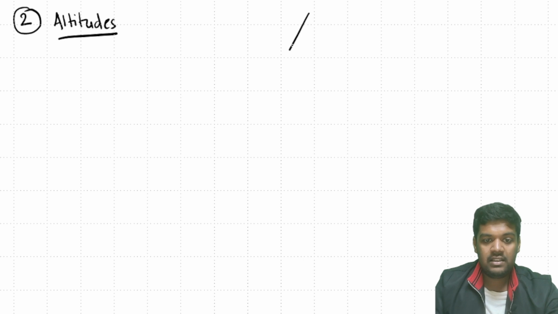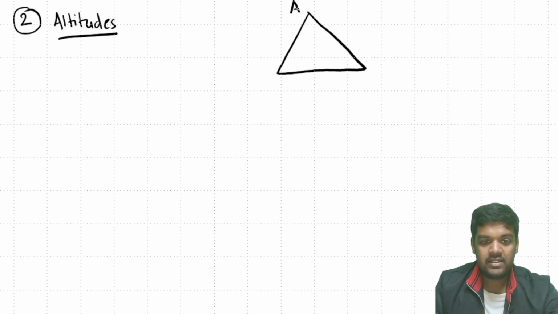Next come to altitudes. Altitude क्या होता है? So let's see with this example. This is a triangle ABC. So AD is an altitude on side BC if angle ADB equals angle ADC equals 90 degrees. So any perpendicular drawn on a side from its opposite vertex is called an altitude.